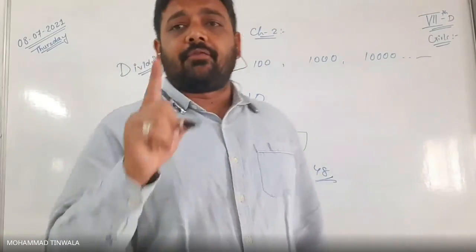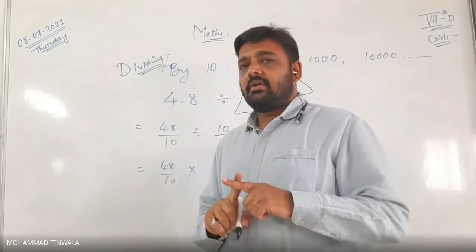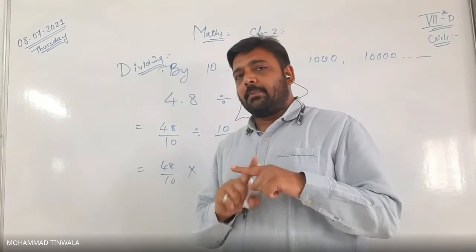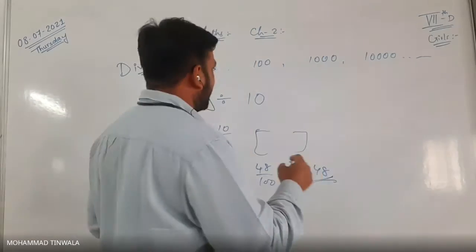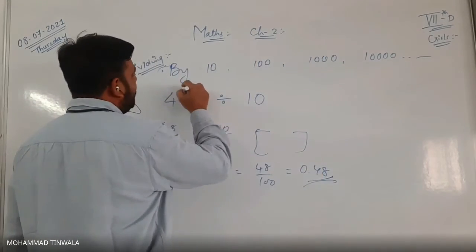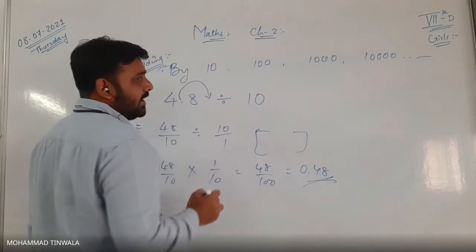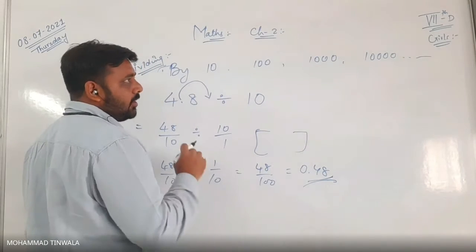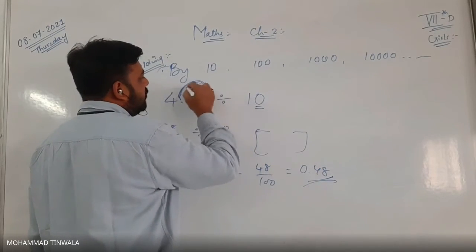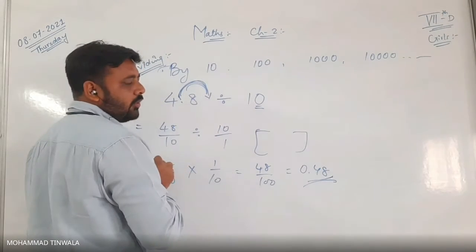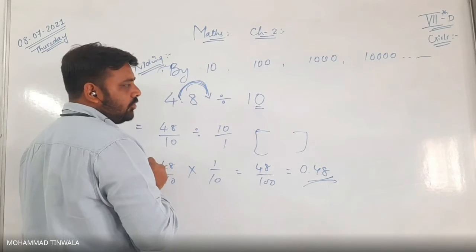As we had for multiplication, when decimal is multiplied by 10, 100, 1000, 10,000, I taught you one thing, remember? That it will move towards the right side. The number of zeros there are, that number of times we have to move the place values for the decimal. Yes or no?